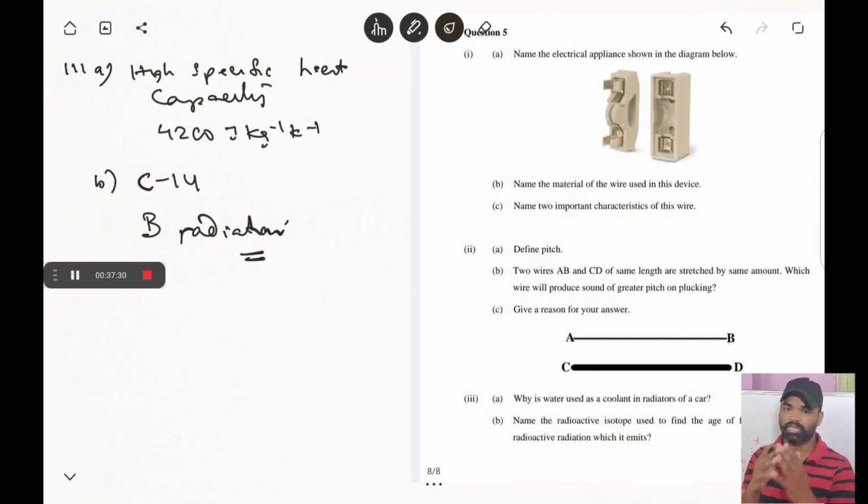Again, I told you there are section A and section B. Section A is compulsory. You have to do all the questions from there. And section B, out of 5 questions, you have to attempt any 3.